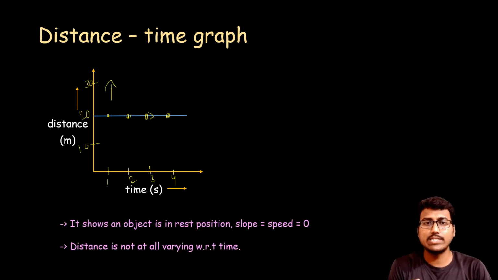And slope, if you consider, slope is 0 because y2 minus y1, y is not at all changing. Y2 is also same, y1 is also same. So slope is 0. Speed is 0. Speed 0 means the object is not moving at all. Next, distance is not at all varying with respect to time. That's why speed is 0.